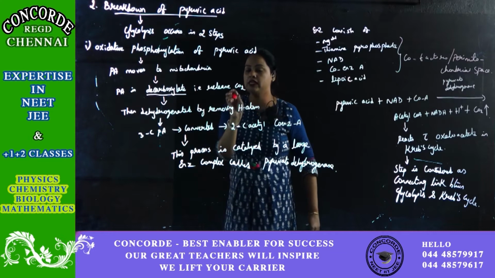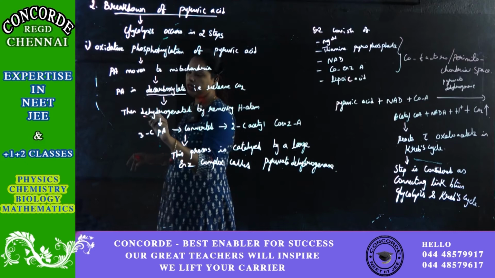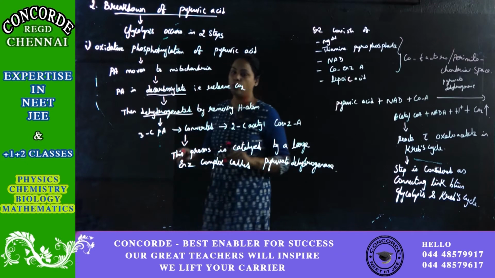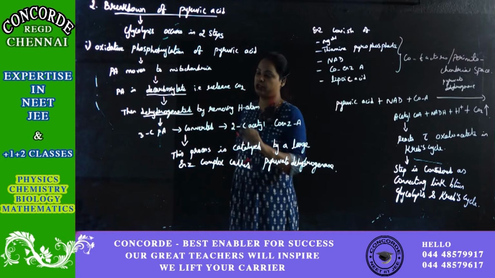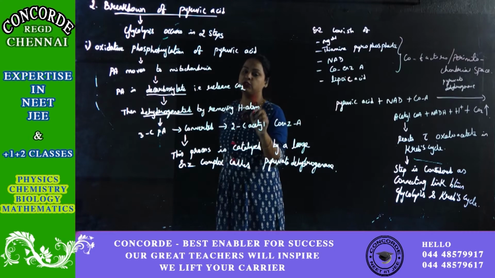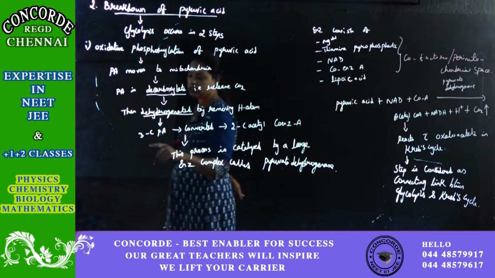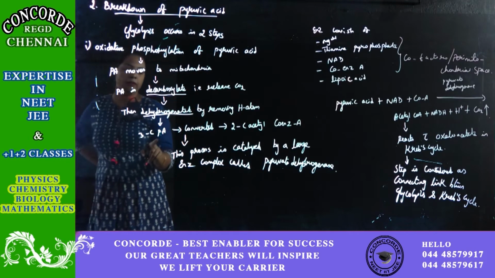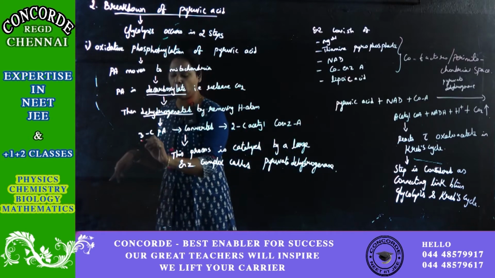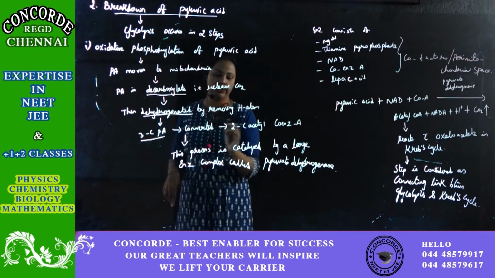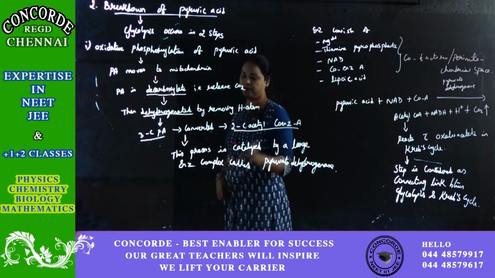Once the carbon dioxide is released, it then goes for dehydrogenation. The pyruvic acid goes for dehydrogenation by removing H atoms, that is protons. Once it removes the protons, the 3 carbon pyruvic acid will be converted into 2 carbon acetyl coenzyme A.